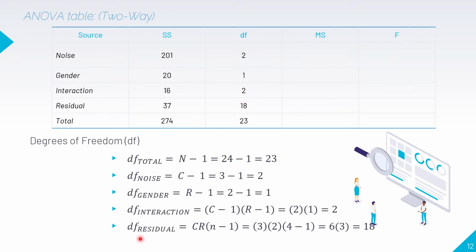Next, we find our df residual, that is equal to cr, our c times our r, multiplied by n minus 1. We have c as 3, r is 2, and n is 4, so 4 minus 1. We have 3 times 2, 6, and 4 minus 1, 3, so 6 times 3, we have 18. So our df in our residual or our error is 18.